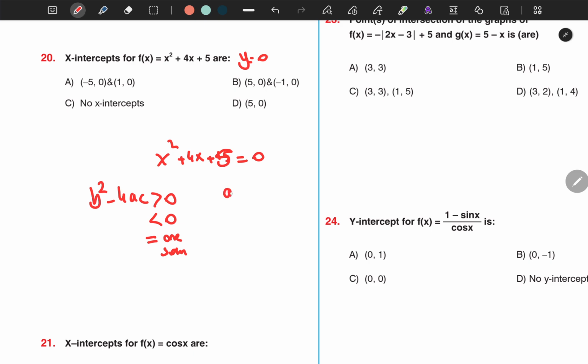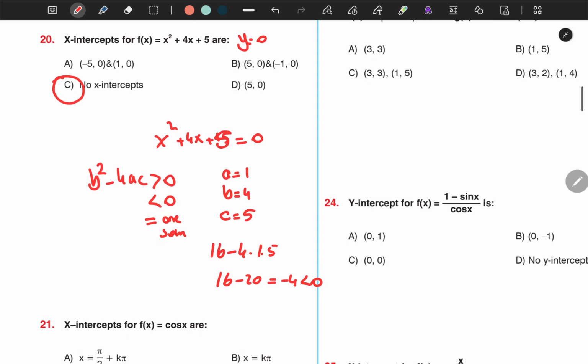What's my A value? 1. B value, 4. C value, 5. B squared minus 4ac. B squared means 4 squared, 16, minus 4 times 1 times 5. 16 minus 20 is equal to what? Negative 4. Is it less than 0? If it's less than 0, it means that no x-intercept. Okay?